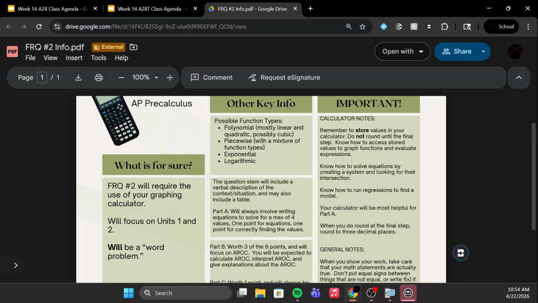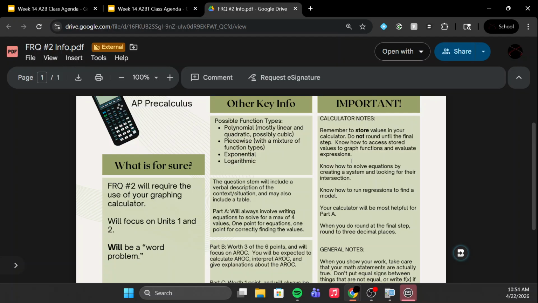Again, it will always require the use of a graphing calculator. It will normally focus on Units 1 and 2, and normally not talk at all about Unit 3 or any trig stuff. Things it could talk about: polynomials, linear, quadratic, possibly cubic. It could be a piecewise function, if it splits a function in half and gives you two different pieces. It could be an exponential function or a log function. Normally these will involve the regressions on your calculator. If you remember putting everything into the lists and tables, normally they'll have you put stuff into a table and use a regression to find an equation.